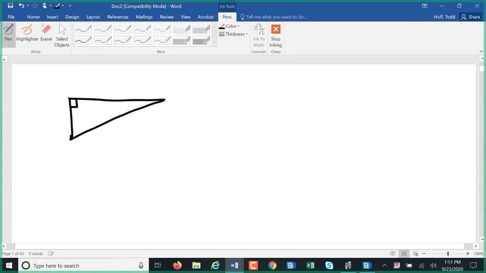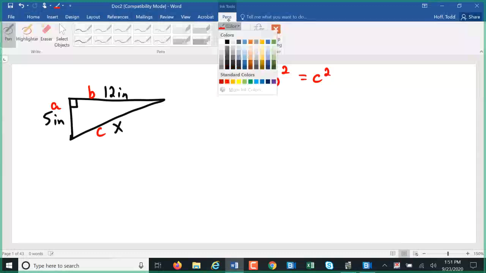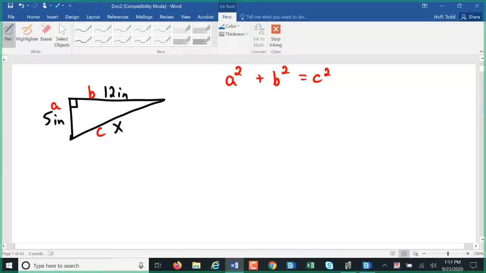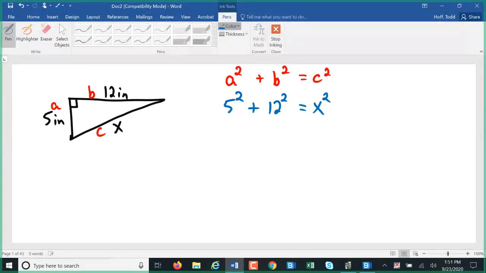So if I tell you that that's a right angle, I tell you this is 5 inches, this is 12 inches, and I ask you to find that other side, we can find it. Now, first of all, the 5 and 12 are the legs, so I'm going to call them A and B. And X is the hypotenuse, so I'll call that C. A squared plus B squared equals C squared again. And we plug in our numbers. A is going to be 5, so that'll be 5 squared, plus B is 12, so that's 12 squared, equals C is going to be our X, so that's X squared.